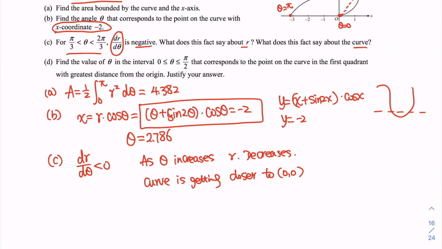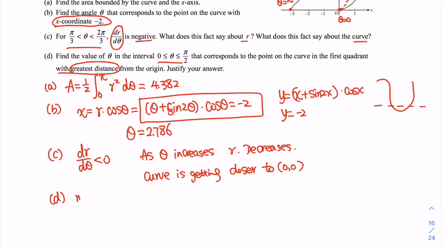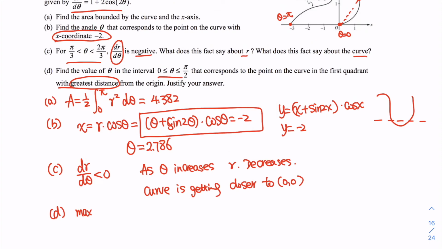Part D. Find the value of theta on this interval in the first quadrant with greatest distance. So we are trying to maximize the distance. If you look at the distance from the point to the center, that's exactly our r here. So in order to find the maximum value, we need to take dr over d theta, which is already given. 1 plus 2 cosine 2 theta, we set equal to 0. Find the critical points. You can use your calculator. So theta equals pi over 3. This is a critical point.